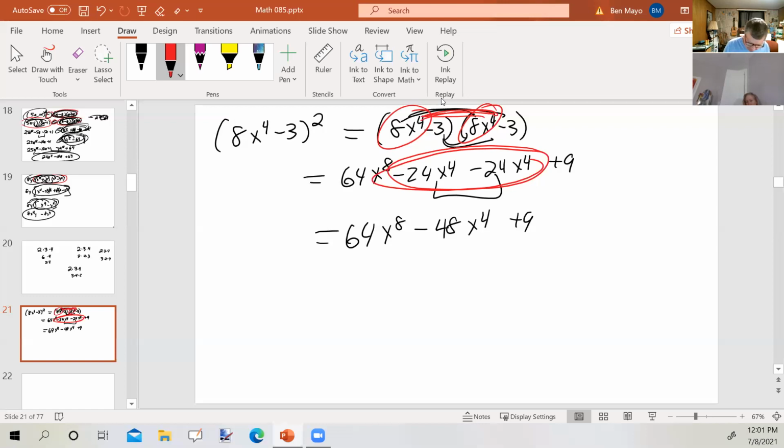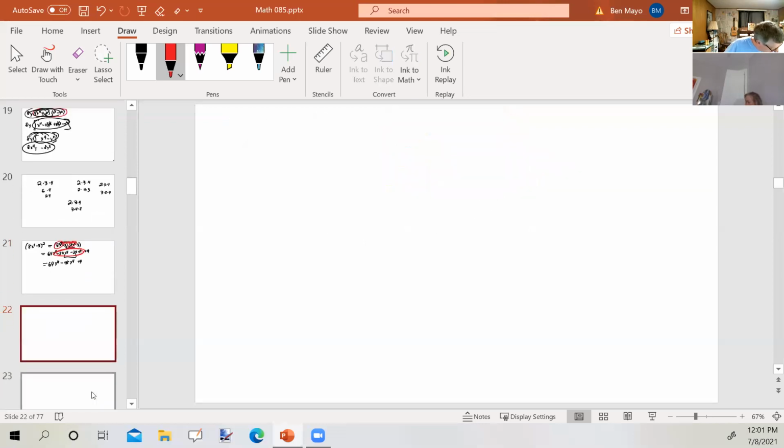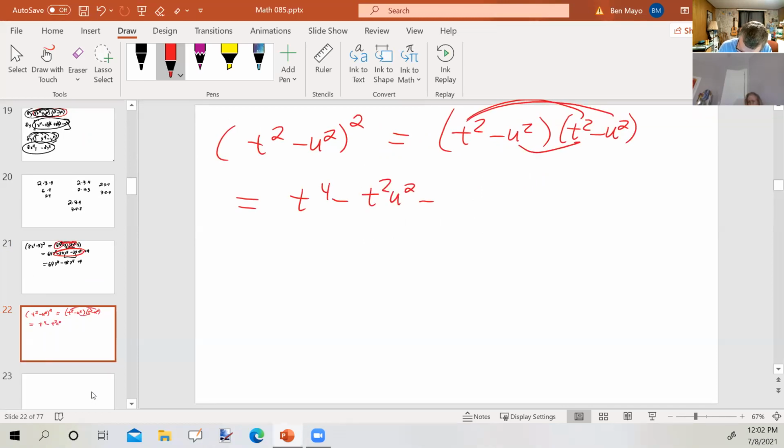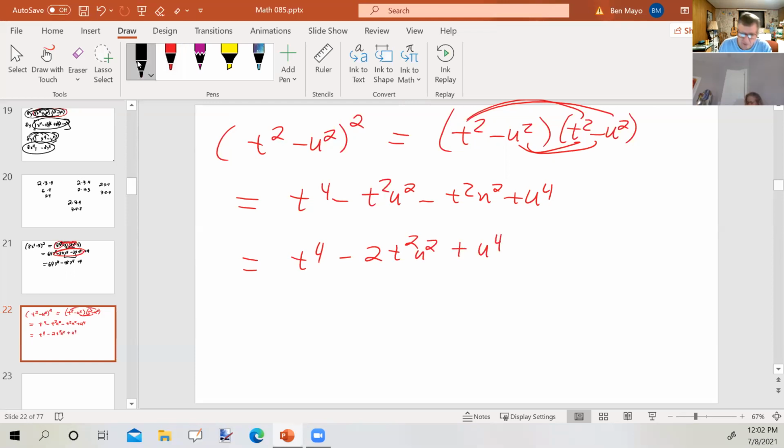All right, let's see here. T squared minus u squared, the quantity squared, which is t squared minus u squared times t squared minus u squared, which is t to the 4th minus t squared u squared minus t squared u squared plus u to the fourth, which is t to the fourth minus 2t squared u squared plus u to the fourth.